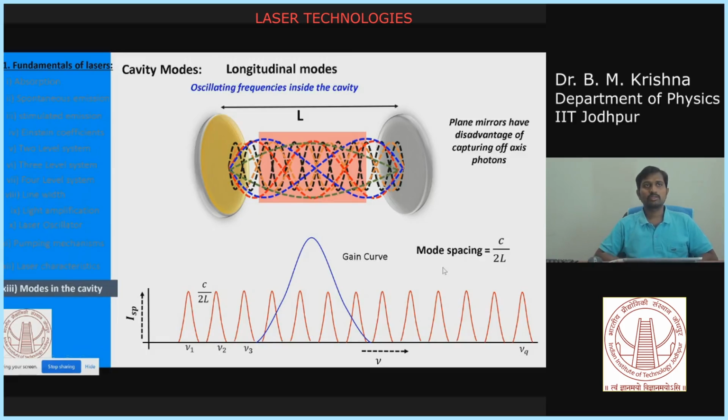So this is about the plane mirror cavity. The main disadvantage of these plane mirrors is that they can capture only in the axial direction, which are the photons propagating along the axial direction. If the photons go a little bit off, with a very small deviation from the axial direction, these plane mirrors cannot capture them.